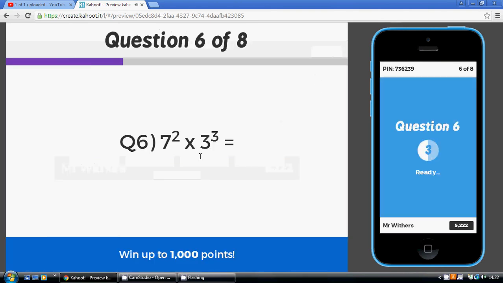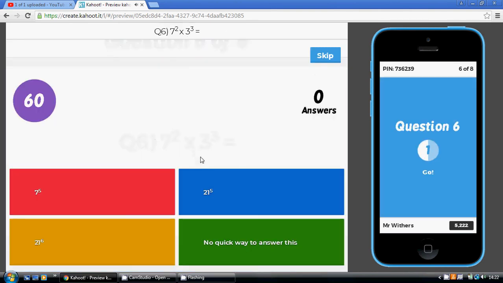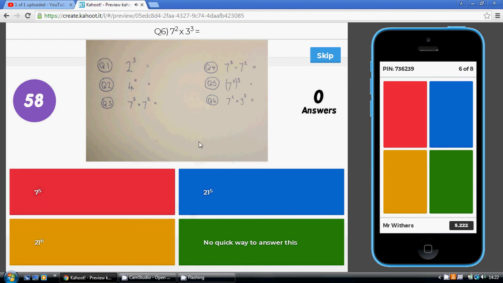Now, question 6, we've got 7 squared times 3 cubed. Now, be careful here. When we have got the big number being different, and bear in mind the ones up to now, so looking back at questions 3, 4 and 5, the big number was consistently 7.